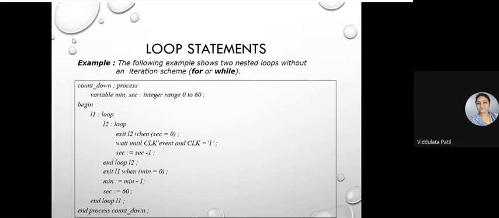So this loop will get continued till sec is equal to 0. That means we are going to exit out of this only when sec is equal to 0. And then end loop L2. So when sec is equal to 0, we are going to end loop L2. Then we have another statement, that is exit L1 when min is equal to 0. Now again we are going to have min is equal to min minus 1.